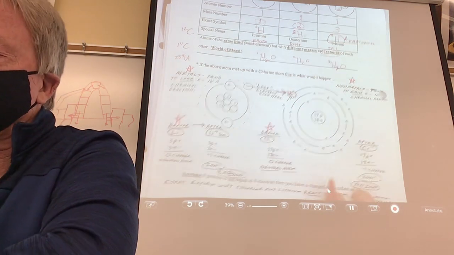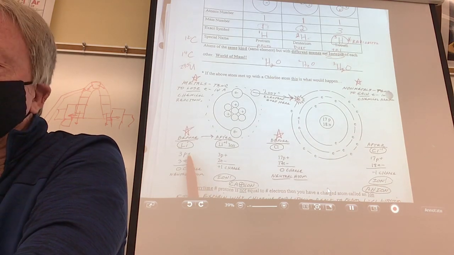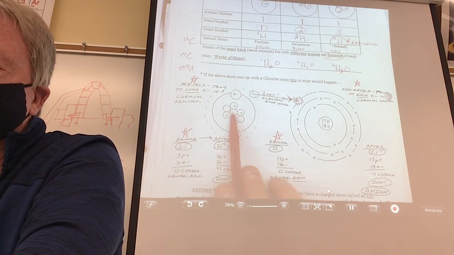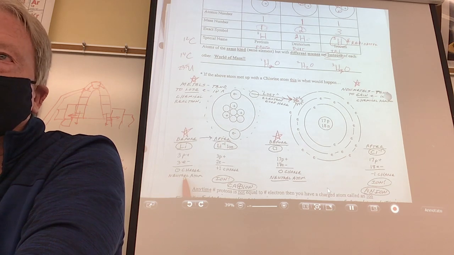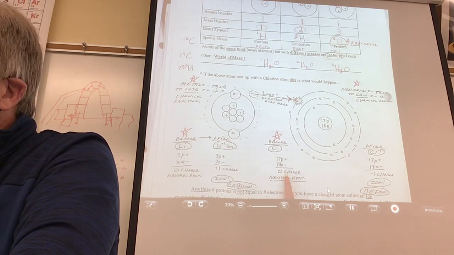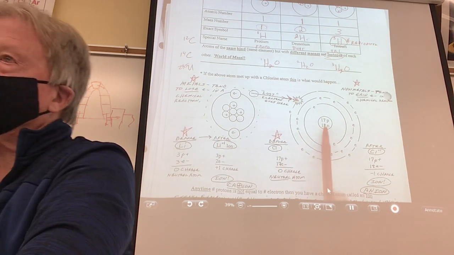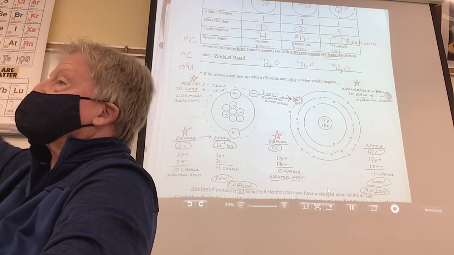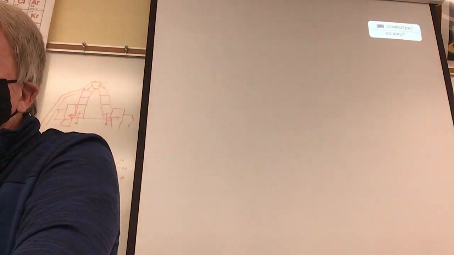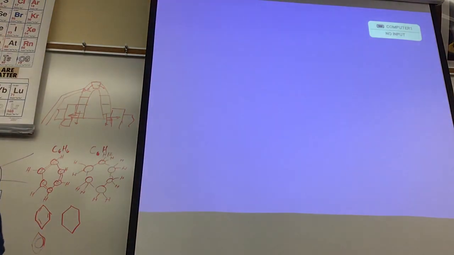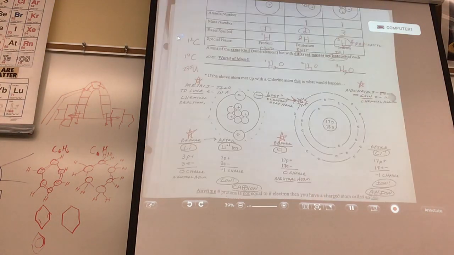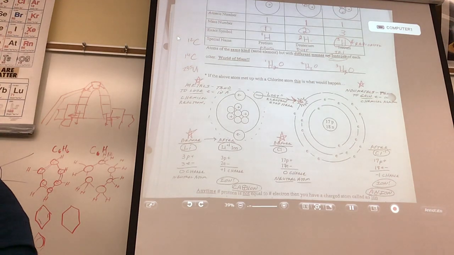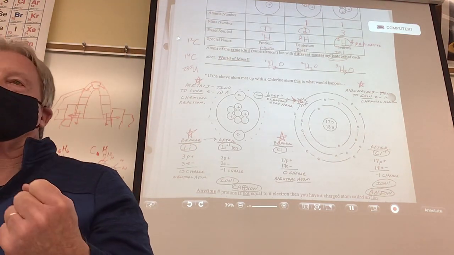So let's take a look at this. Before I put them together, lithium had 3 protons and 3 electrons. It was a neutral atom. Before I put them together, chlorine had 17 protons. That makes sense? 17 protons and 17 electrons. It was a neutral atom. Yes? Okay, now, when I put them together, this is called chemistry. When I put them together, the chlorine will rip an electron away from lithium.